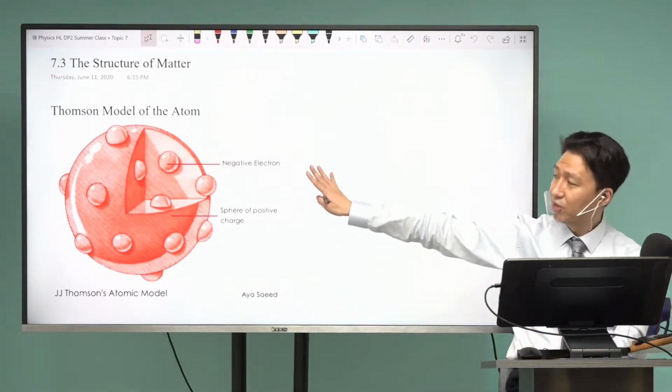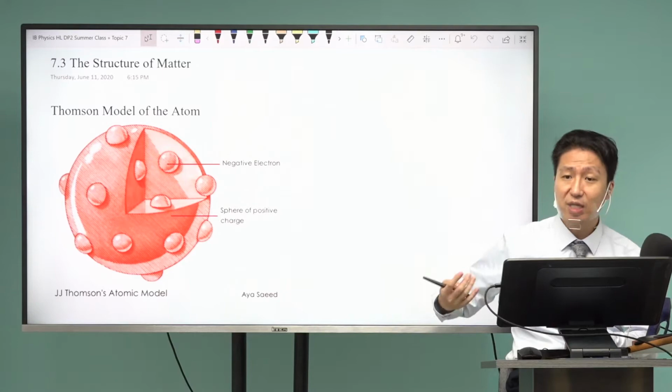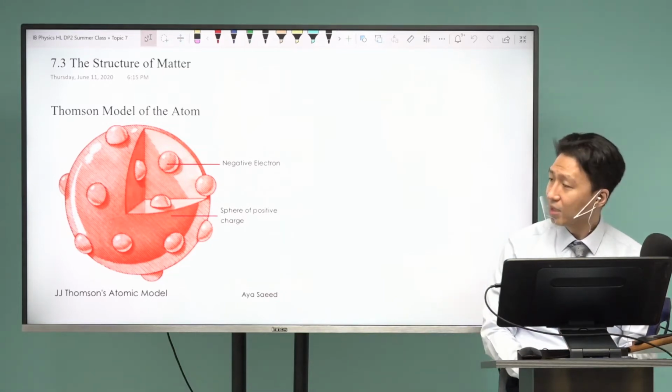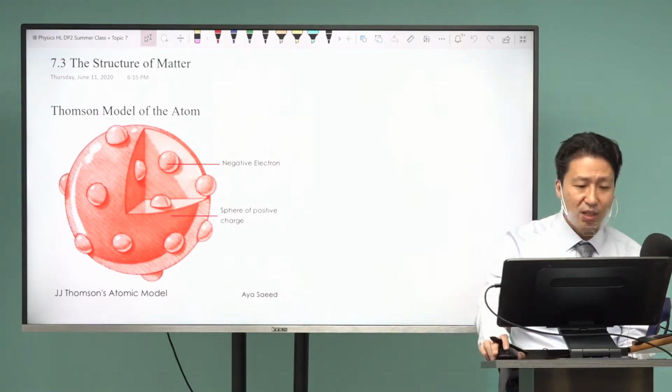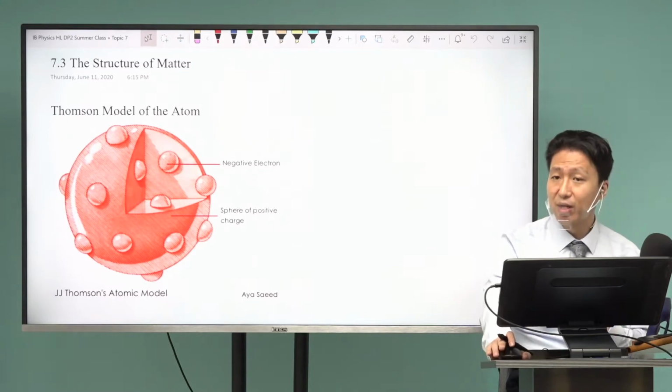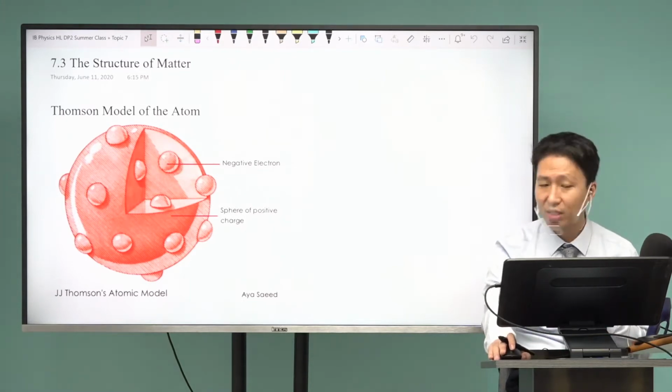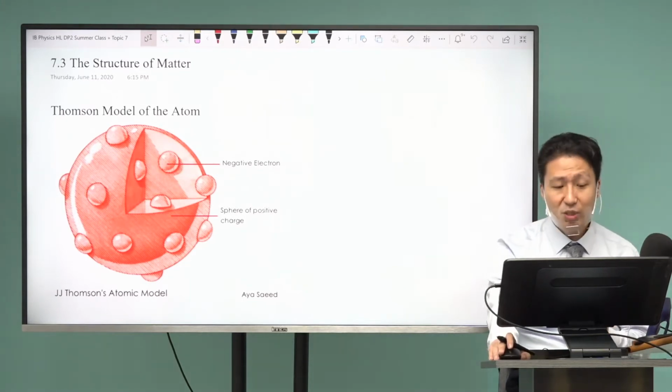And this sphere of positive charge was very low density, right? So there's a lot of things that we know are wrong with this model, right? First of all, the electrons are not orbiting. Second of all, there's no nucleus, right?